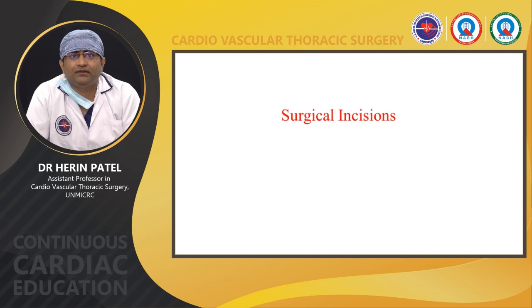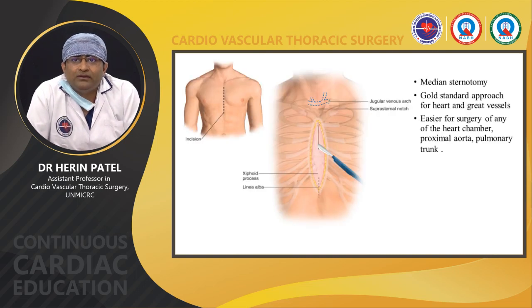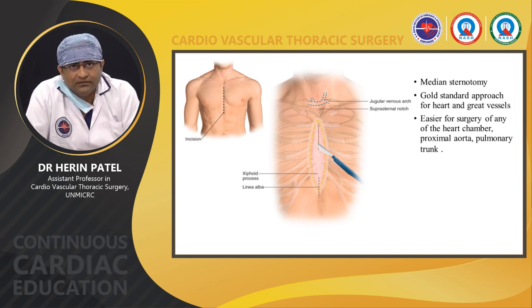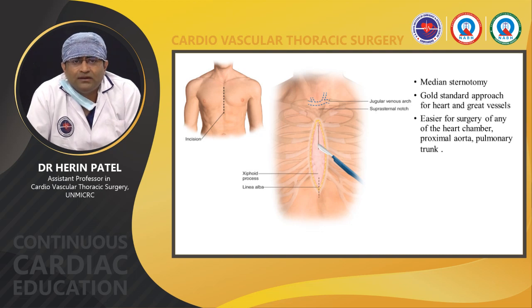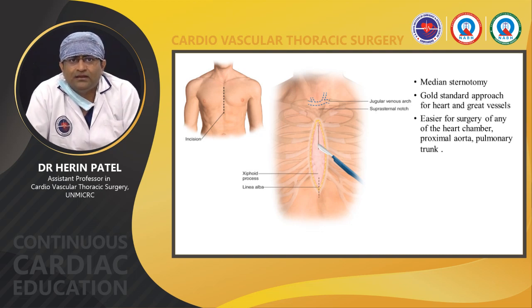Surgical incision. The most common incision and the gold standard incision is the median sternotomy. Median sternotomy provides excellent exposure to the heart and its vessels, which start from the suprasternal notch to the xiphoid sternum. Longitudinal incision is taken over the skin. The subcutaneous tissue is separated and the sternum is divided with the saw.